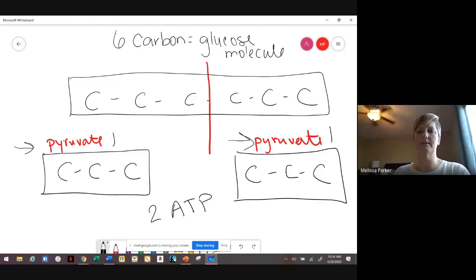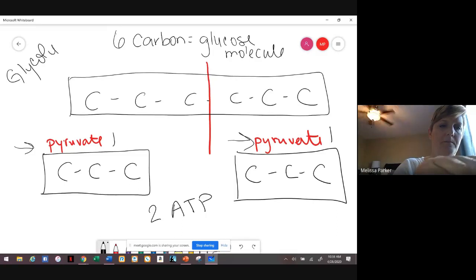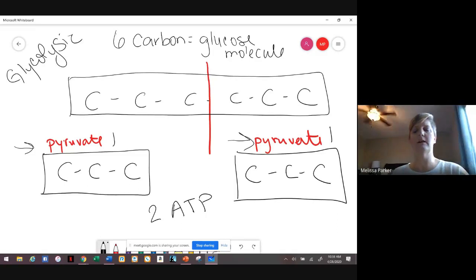So the process of taking a 6-carbon chain glucose, changing it into a pyruvate, that is glycolysis. That's what that is, taking that 6-carbon chain glucose and changing it to 2 pyruvates. That's what glycolysis is. That's what I want you to know.